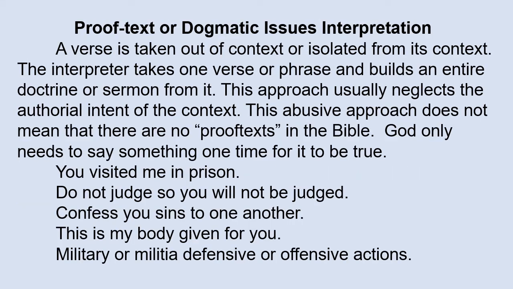The proof text or dogmatic issues interpretation is very common again in ecclesiastical or theological circles. A verse taken out of context or isolated from its context is given an interpretation that stands almost all alone. The interpreter takes one verse or phrase and builds an entire doctrine or sermon from it. This approach usually neglects the context and authorial intent. This abusive approach does not mean that there are no proof texts in the Bible. God only needs to say something one time for it to be true.